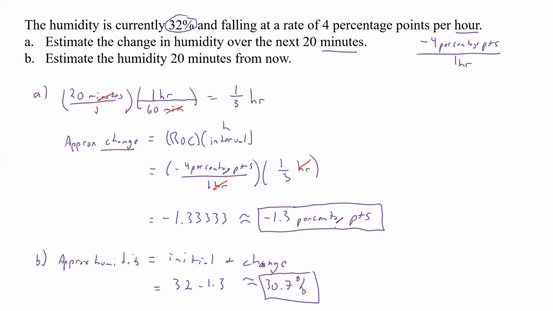Okay. And here, percentage points, we could have said negative 1.3% if we wanted to. But they started it with percentage points. But this is really what we're looking at. We're looking at 30.7%. Okay. So that's how I would work that one.